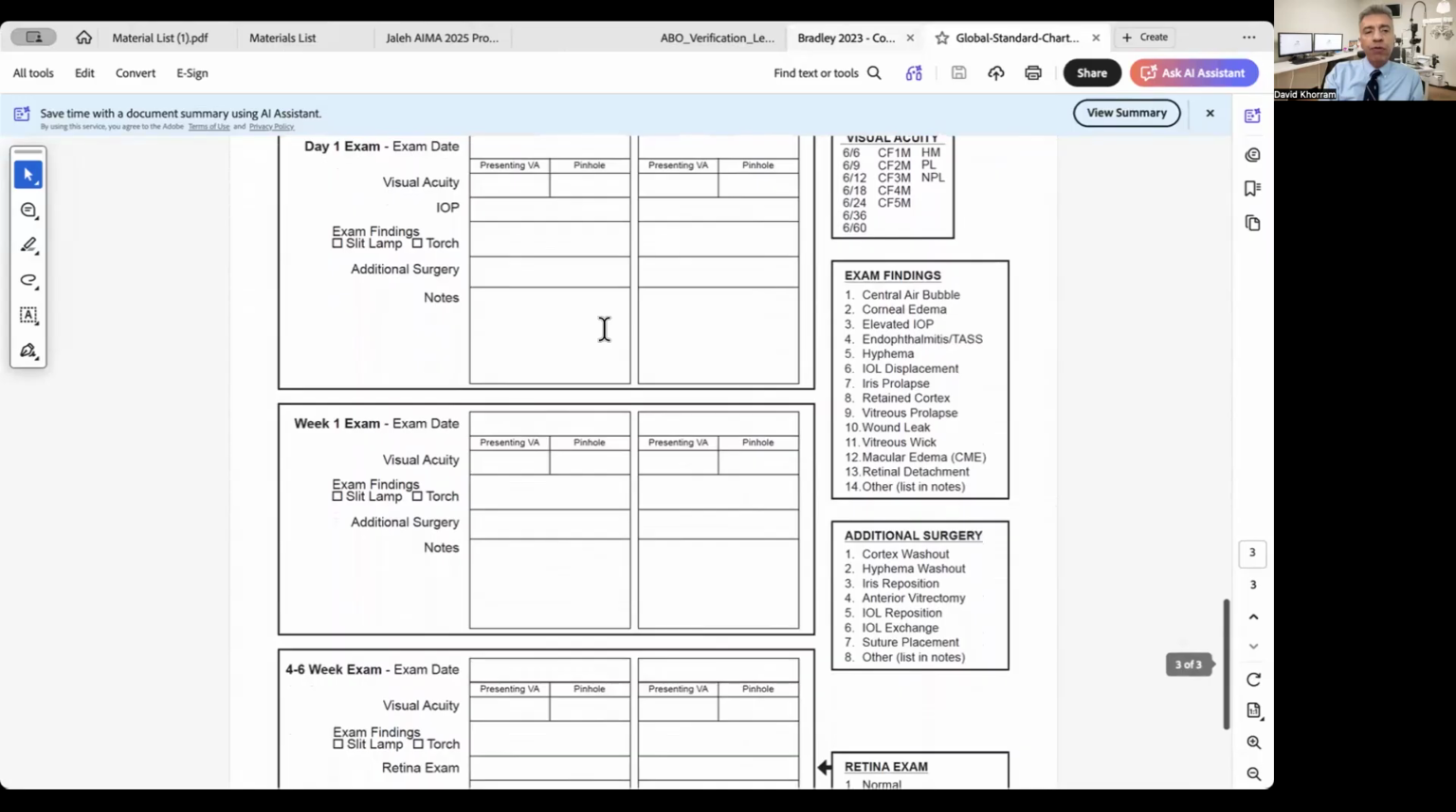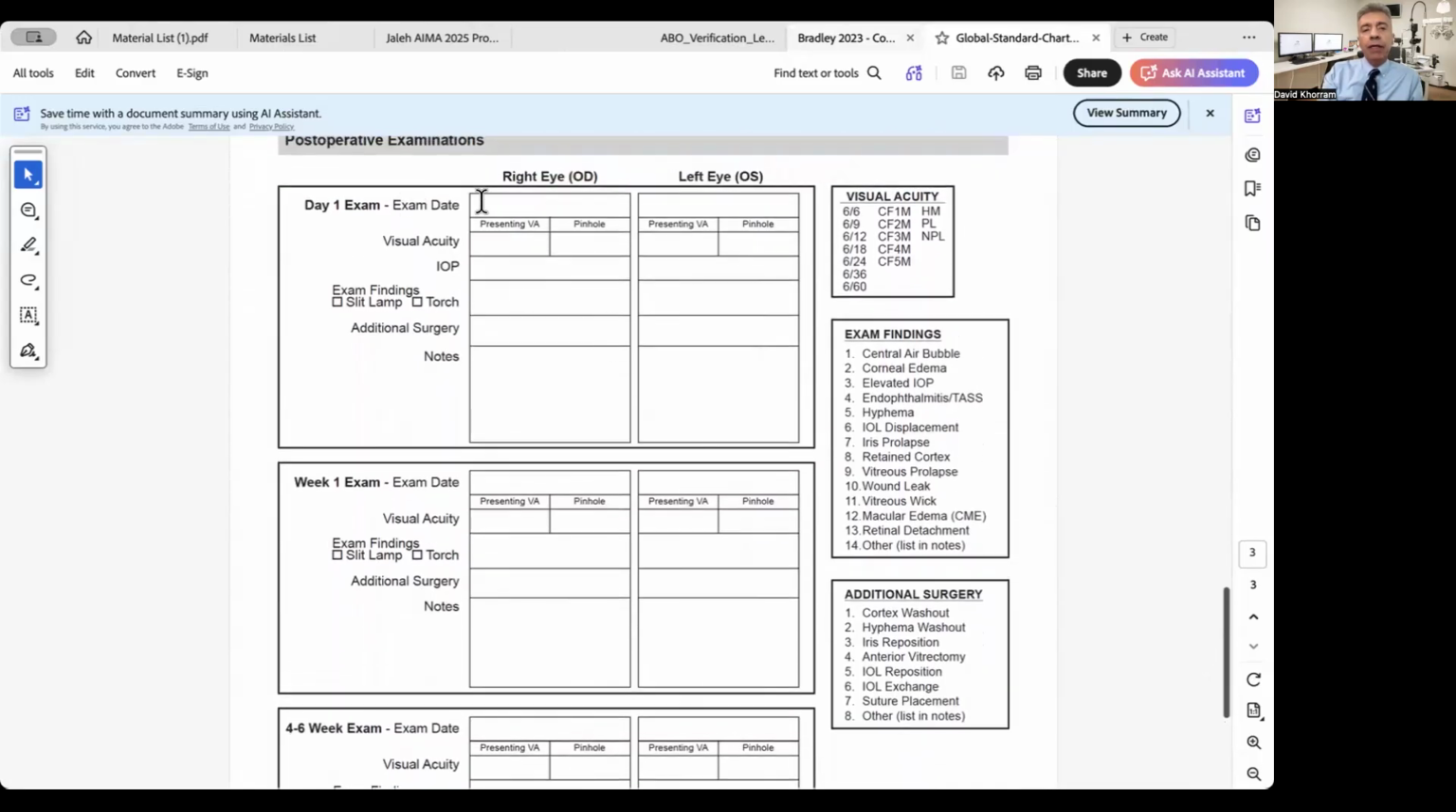And then just briefly on the post-op exam, day number 1, the exam findings, the ones that are critical to note, a slit lamp exam is required. Please indicate if it is done. And any of these findings here can simply be noted here by the number. So if there's a central air bubble, indicate number 1. If there's corneal edema, simply indicate number 2. That will help greatly with the legibility and with data recording.